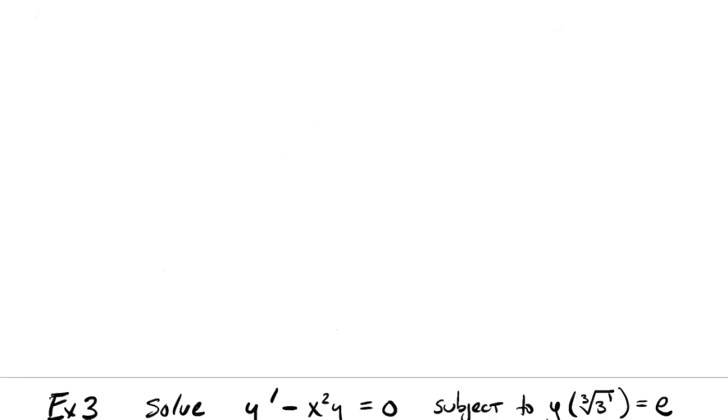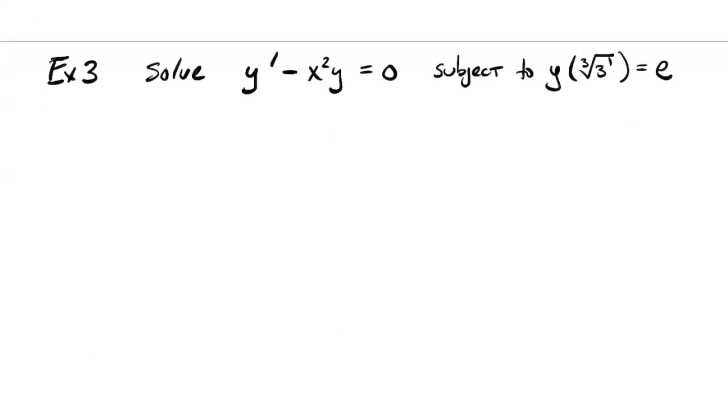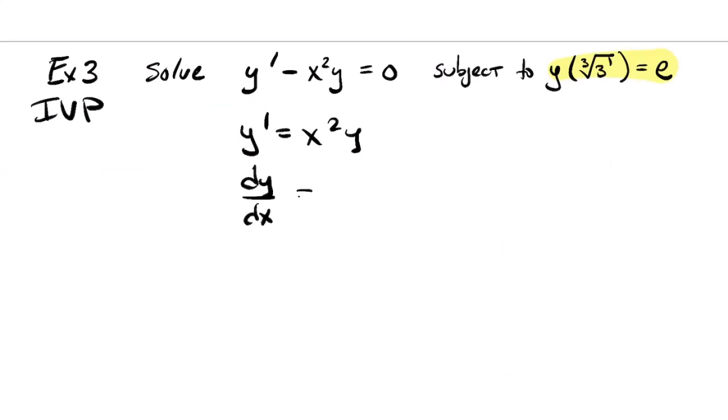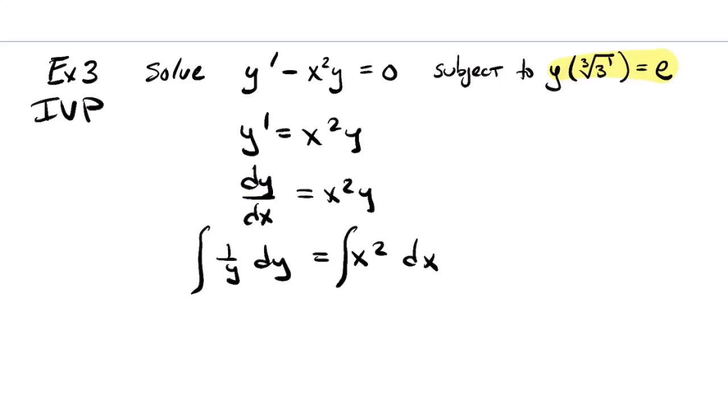All right. Let's look at a second example here. This one is an initial value problem because I've thrown in an initial condition. When x is equal to the cube root of 3, I want y to equal e. Okay, let's start by separating it. So we'll write y prime is x squared times y. Leibniz notation, dy dx is x squared times y. So 1 over y dy is x squared dx. And then we integrate both sides.